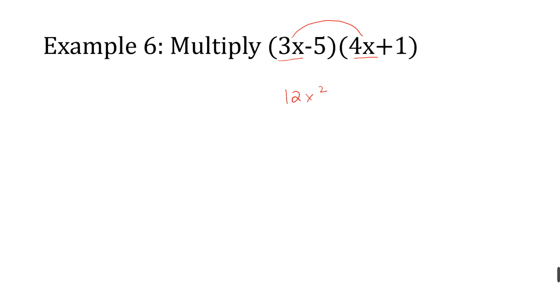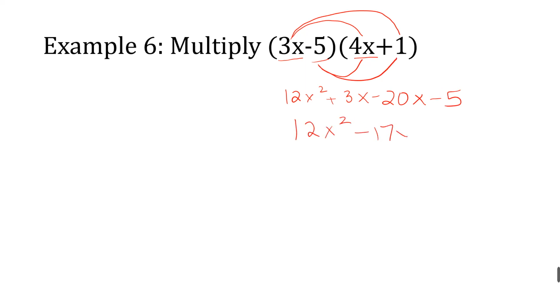squared. Outer terms, 3x times a positive 1 would be plus 3x. Inner terms, negative 5 times positive 4x would be negative 20x. And last terms, negative 5 times a positive 1 is a negative 5. We want to combine like terms. 3x minus 20x makes 17x. So we get 12x squared minus 17x minus 5.